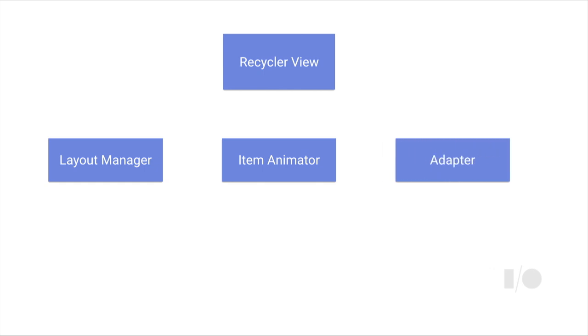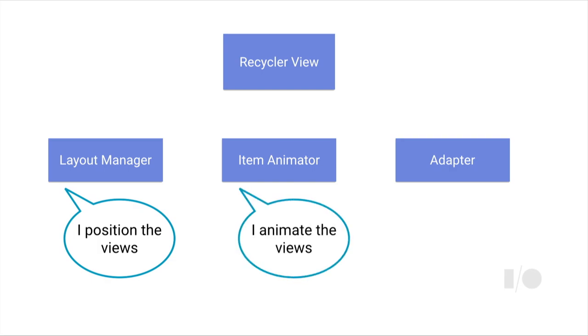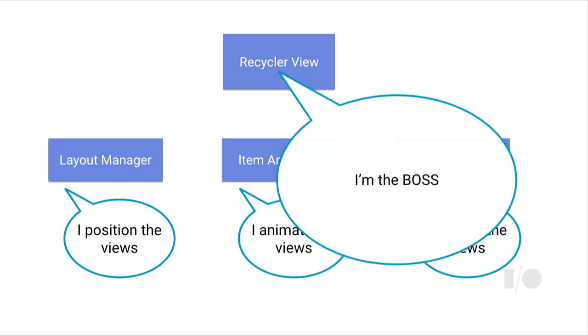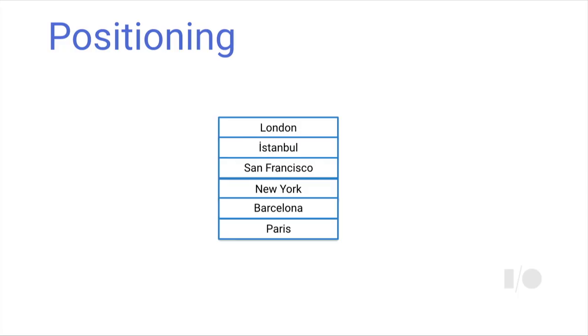The adapter is provided by you. Layout managers, most of you provide, or you can write yourself. And the item animator is the same. There's a good default one, but you can write yourself. So the layout manager positions the views, the item animator animates them, and the adapter provides the views. And the RecyclerView is the boss. It's the central location that communicates with all these components to make them work together. So we briefly look at the layout manager.